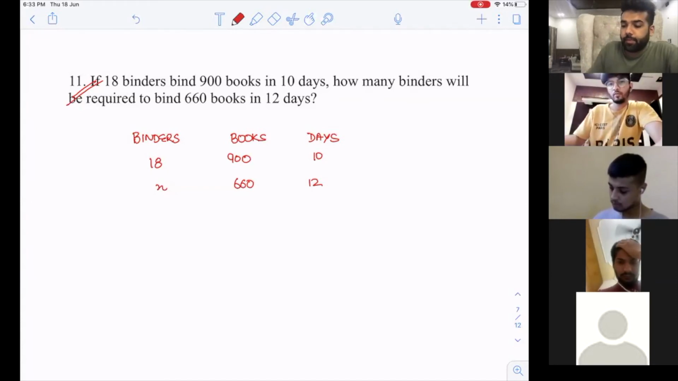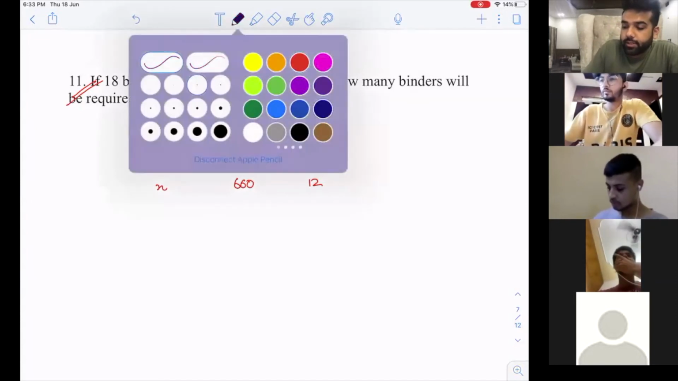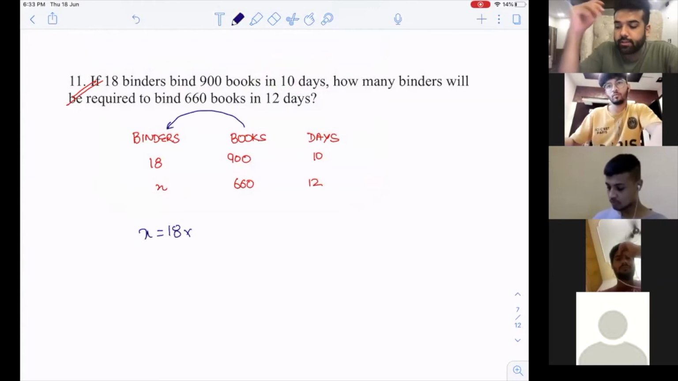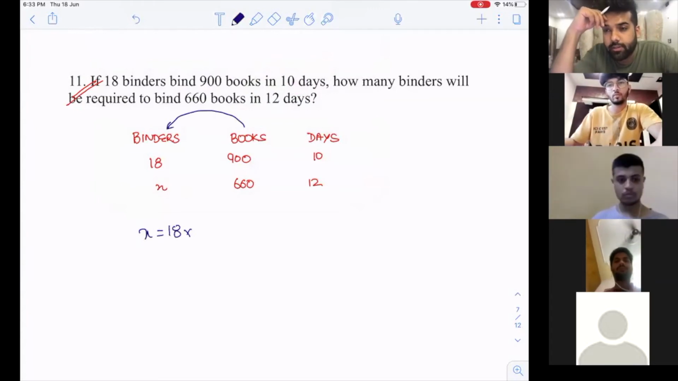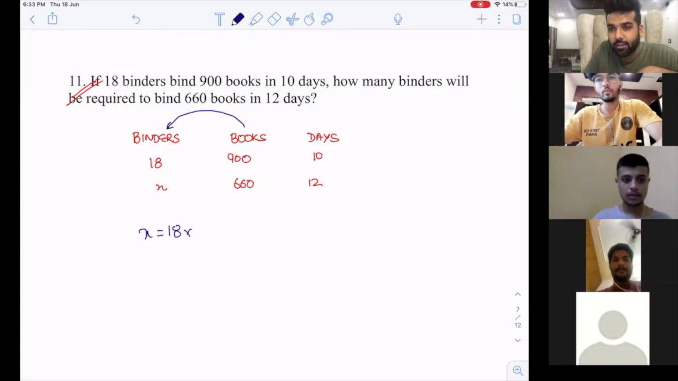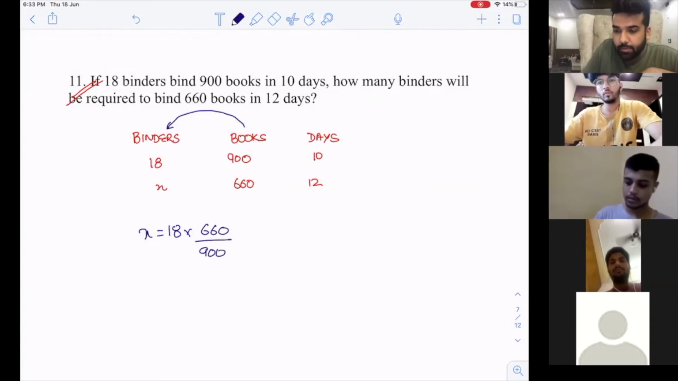Look at what is given. X. What is X? The binders we need to find. X is equal to 18. 900 books require 18 binders. Will 660 books require more binders or less binders? Books are fewer, so binders more or less? Fewer. When the work is less, binders are also fewer. The mistake happened here first.